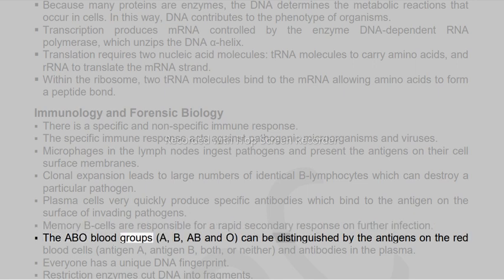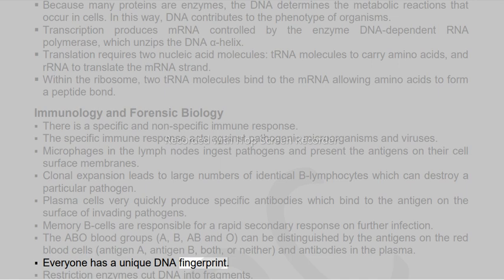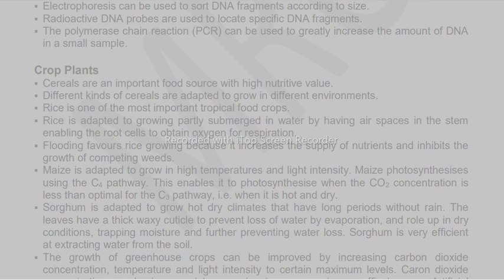The ABO blood groups, A, B, AB and O, can be distinguished by the antigens on the red blood cells: antigen A, antigen B, both, or neither, and by the antibodies in the plasma. Everyone has a unique DNA fingerprint. Restriction enzymes cut DNA into fragments. Electrophoresis can be used to sort DNA fragments according to size. Radioactive DNA probes are used to locate specific DNA fragments. The polymerase chain reaction, PCR, can be used to greatly increase the amount of DNA in a small sample.